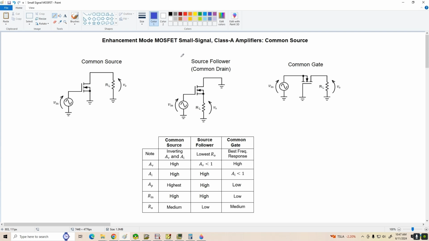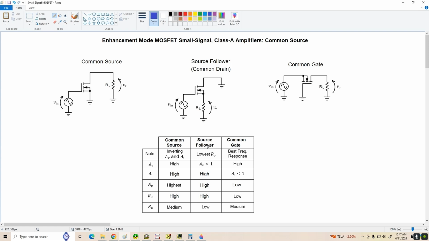The three possible amplifier configurations are the common source, source follower or common drain, and the common gate. These are equivalent to common emitter, emitter follower, and common base for the BJT. All the characteristics are similar as well, and they're summarized in this table. The common source amplifier is inverting. It's got high voltage gain, high current gain, and the highest power gain of all three configurations here. It's got a medium or moderate output resistance, similar to the common emitter amplifier for a BJT.